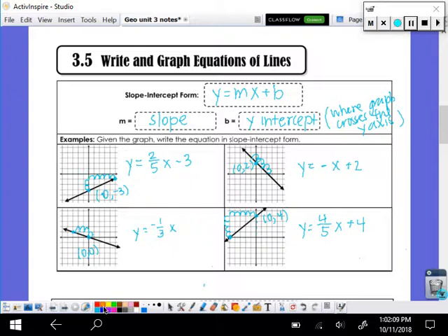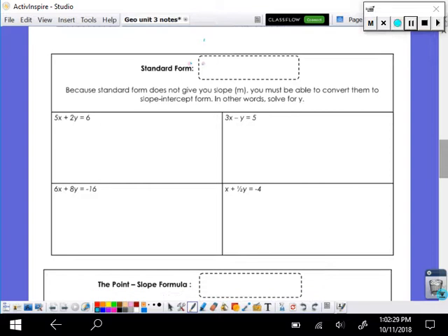So in all of these, we have our slope right in front of our x, and then our intercept gets added or subtracted depending on its sign to the back of that equation. So that is our first form. Second form, standard form. Love standard form. It's easy, very straightforward. Standard form will be ax plus by equals c.